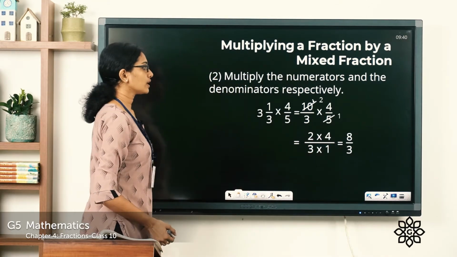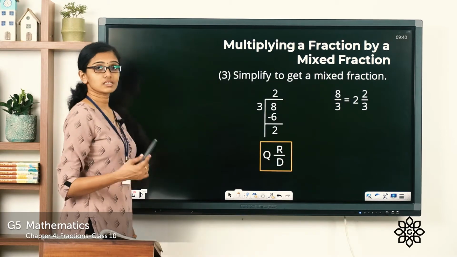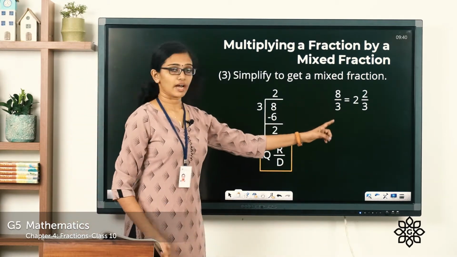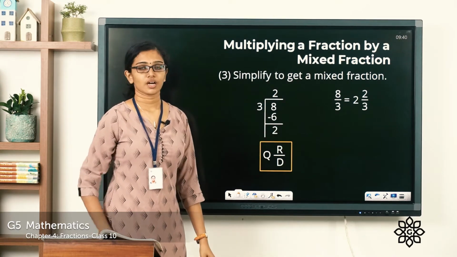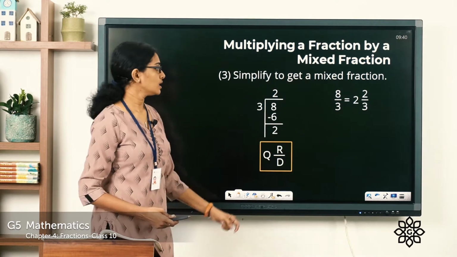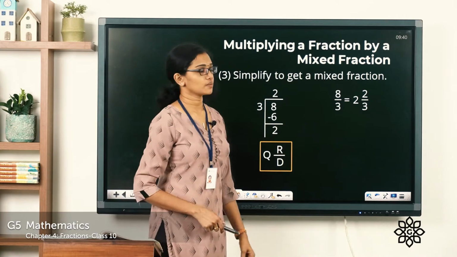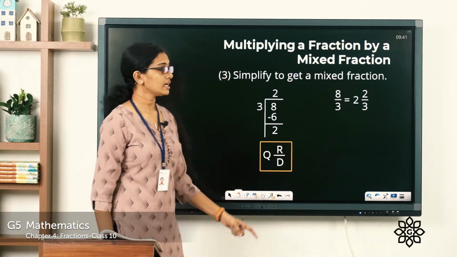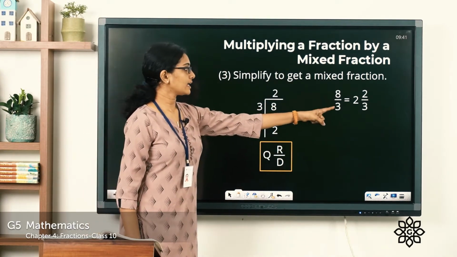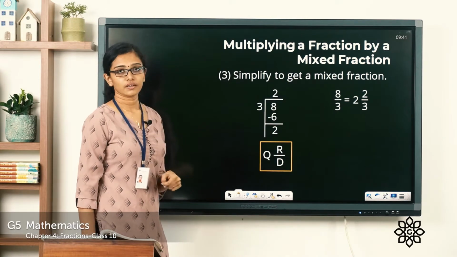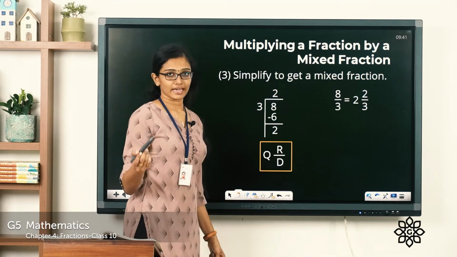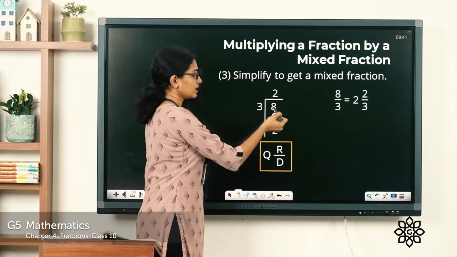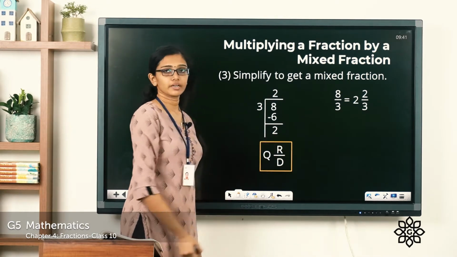So right now we have got a fraction. Our next step is to simplify the fraction obtained so that we can change it to a mixed fraction. How do we change that to the mixed fraction? We have to do the long division method. So we have 8 by 3 here and we are dividing 8 by 3. How many 3's will go in 8? 2 3's will go in 8, right? So 2 3's are 6. Now 8 minus 6, you get a remainder 2.